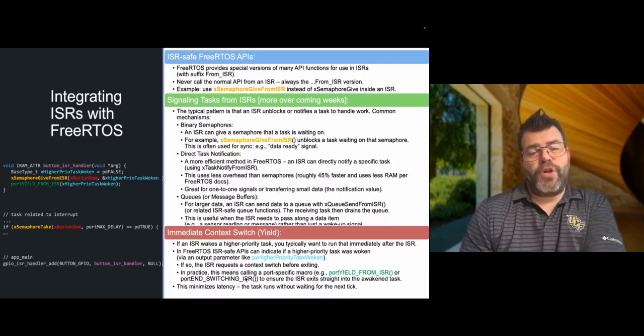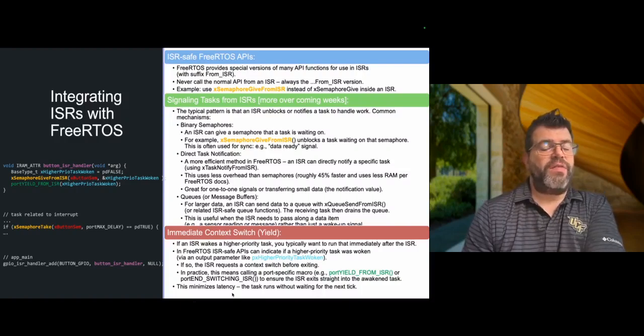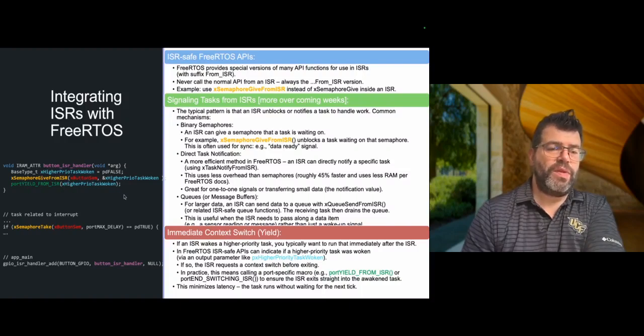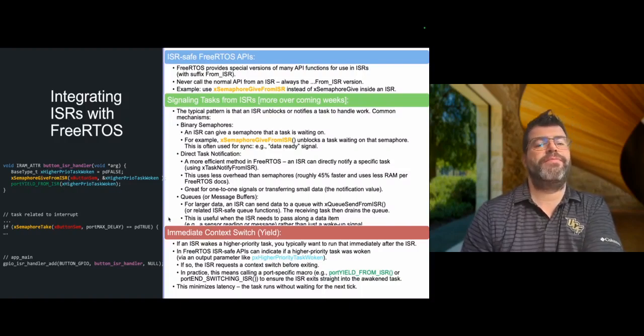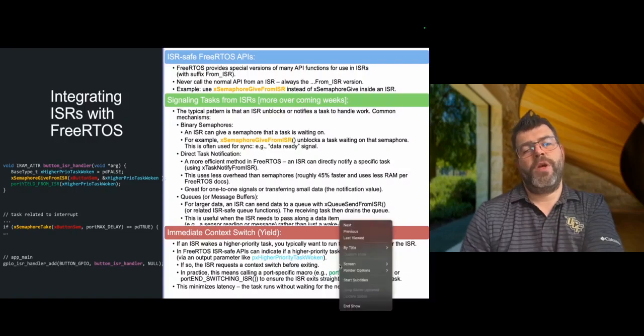All right, what this does is it minimizes latency. The task runs without waiting for the next tick. So you're going to get in, do your stuff, right? Give this semaphore and immediately release back to the high priority task. So, all right.